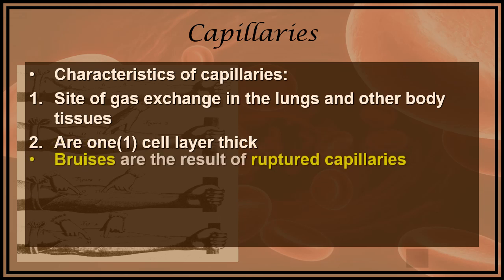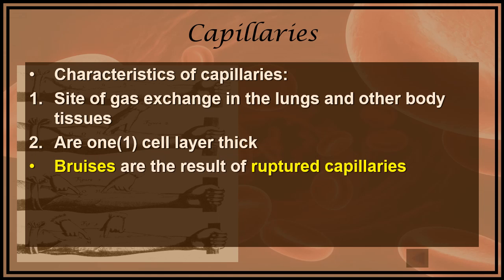And so what we see whenever we get a bruise is when we actually rupture these one cell layer thick capillaries and we start to see blood. It's not that we're bleeding and bleeding, but we have this little bit of a rupture, and our body will then heal and repair itself with these bruises.